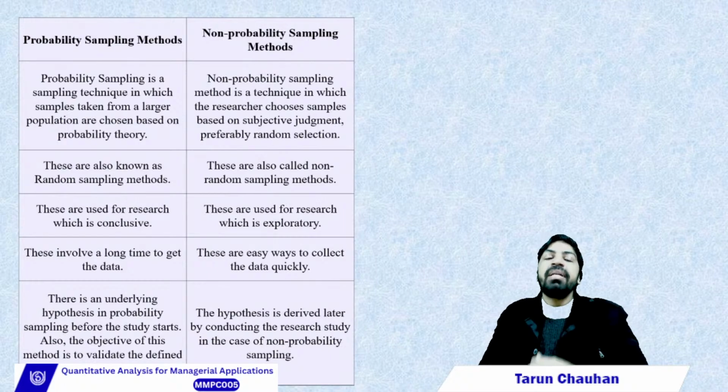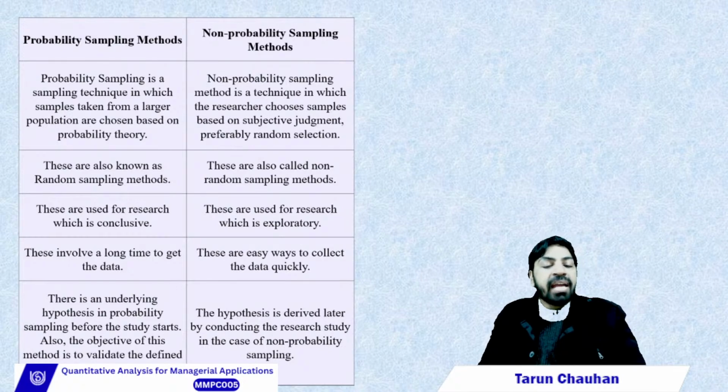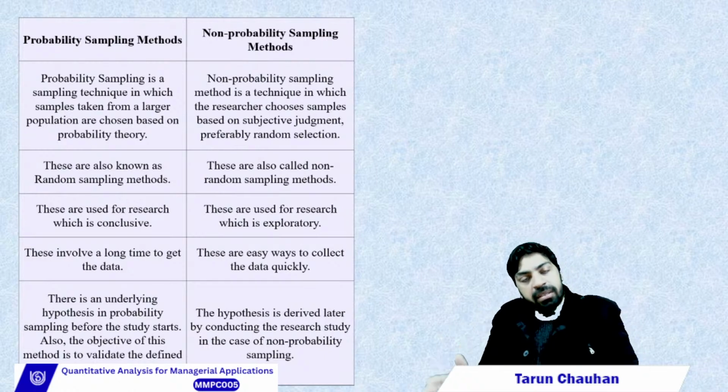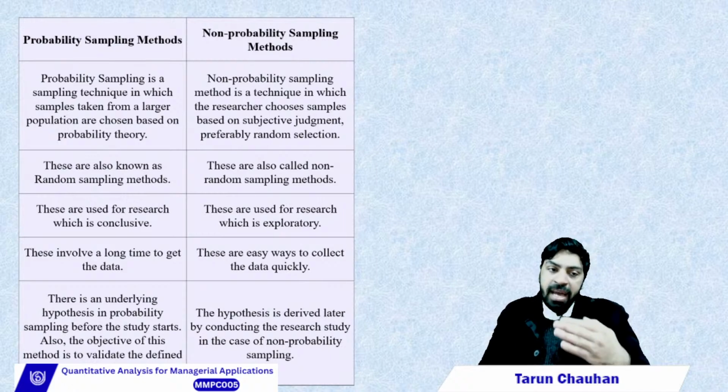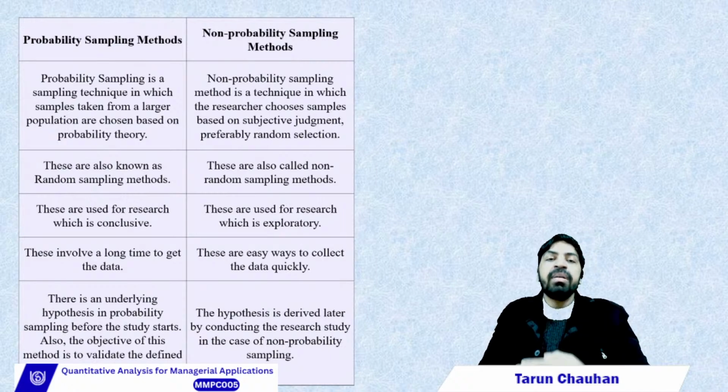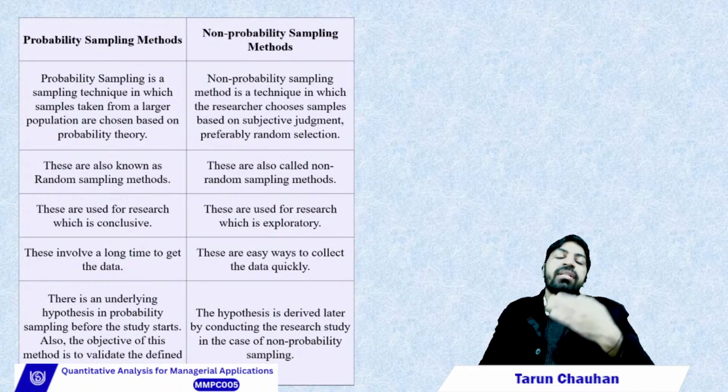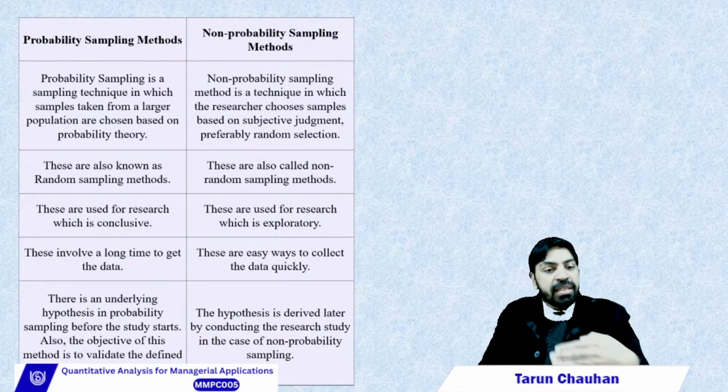But in non-probability sampling, the hypothesis is not necessarily formulated beforehand, and it can be concluded after the study as well. But in probability sampling, the hypothesis has to be formulated before the study starts or begins.